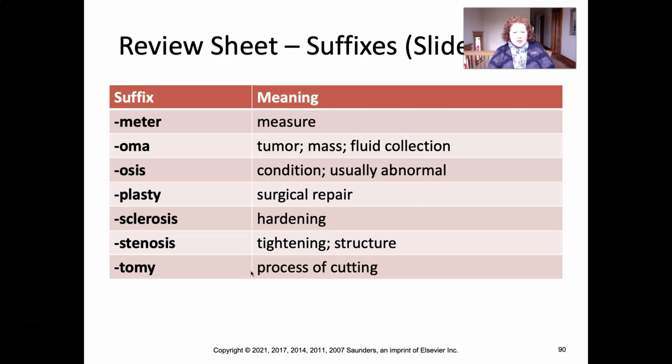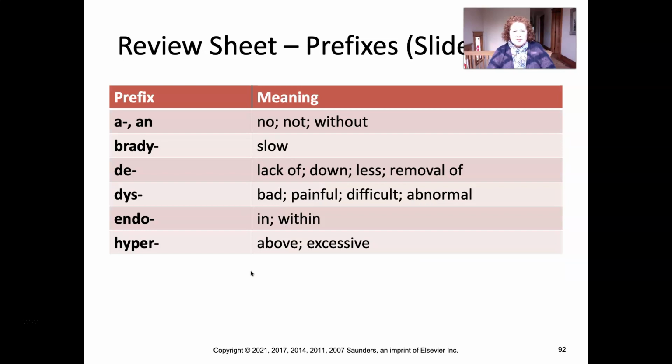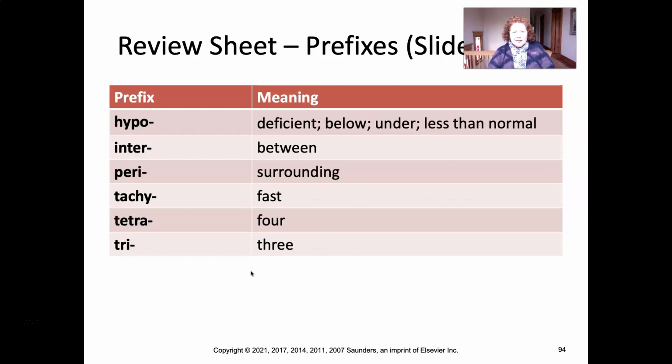Tomy. And now we have prefixes. A and an, Brady, which is slow. D, dis, endo, hyper. Hypo. Inter, peri, tachy is fast. So tachy is fast, Brady is slow. Tetra and tri. Those are for numbers. And that is it for the cardiology chapter.